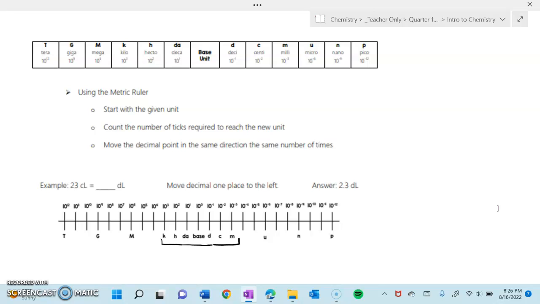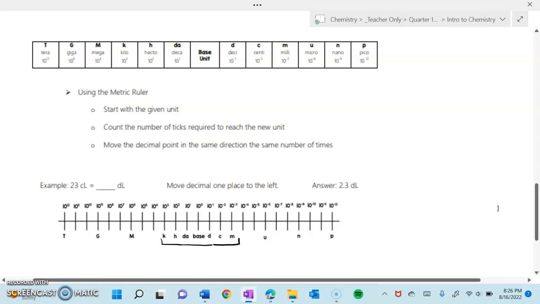Now, I also want you to think through what you're doing as you move the decimal point, so that you make sure it makes actual sense based on what the base and the prefix would make the value. So using the metric ruler, we're always going to start on our number line with the given unit. For this first example, the given unit is centiliters. So our prefix here is centi. We're going to find centi on the metric ruler, which is here. And then we're going to count the number of ticks required to reach the new unit.